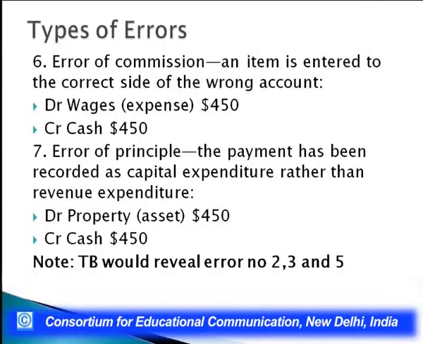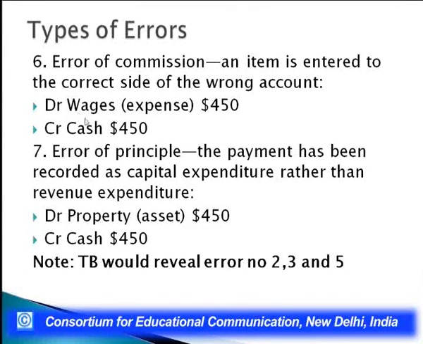The sixth one is the error of commission. So have a look at the slide. It says error of commission. What happens is that you entered one side in the wrong account, but not in the wrong type of account. Wrong account and wrong type of account are two different things. Let's discuss this. Error of commission means you were supposed to debit rent, because the expense was rent. But what did you actually do?